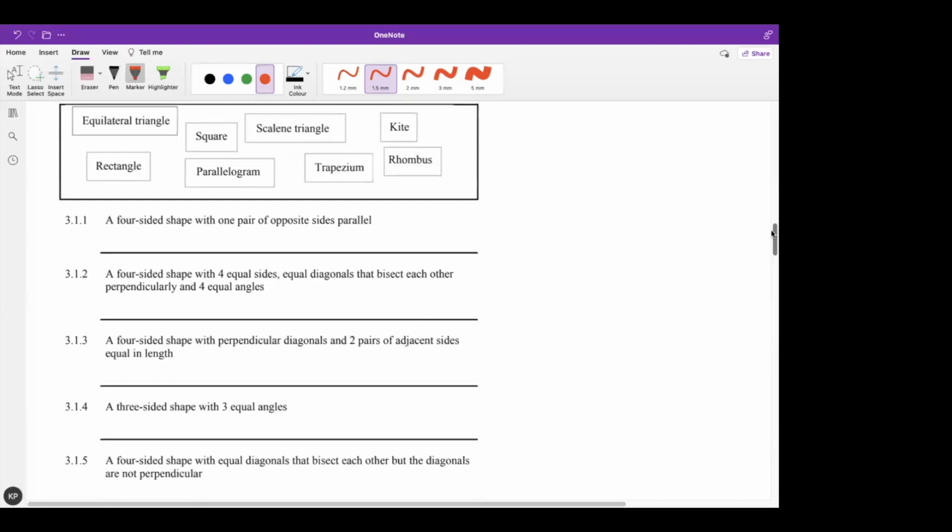I want to do this one. Let's see if we know our properties and our shapes. I missed you guys too, guys. I wasn't well at all, but I'm feeling much better now, so I'm back.